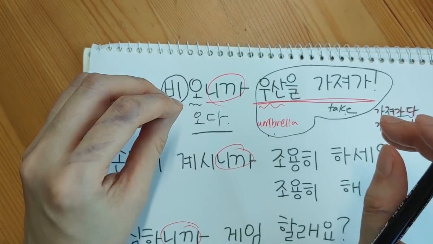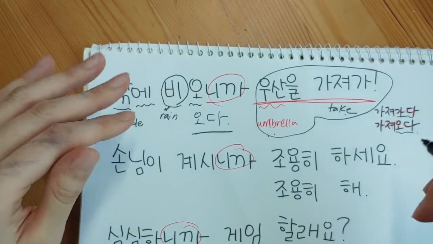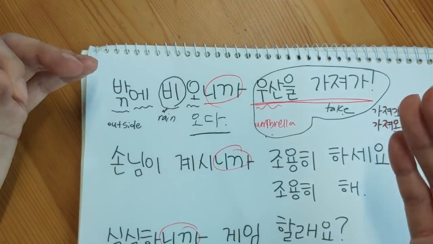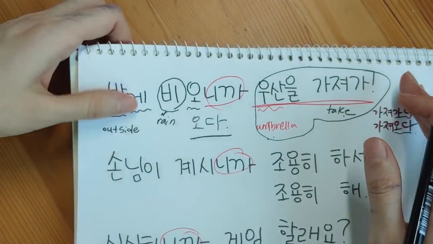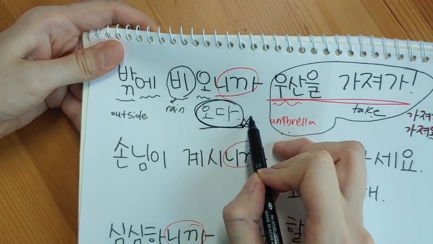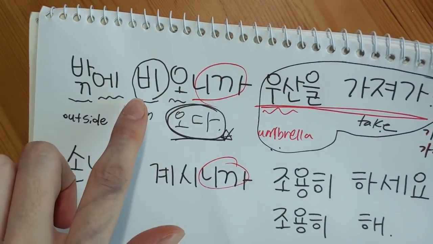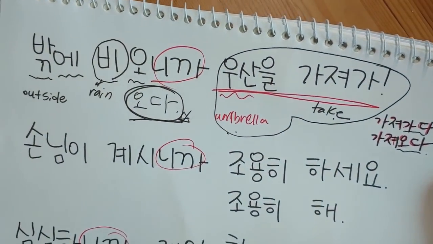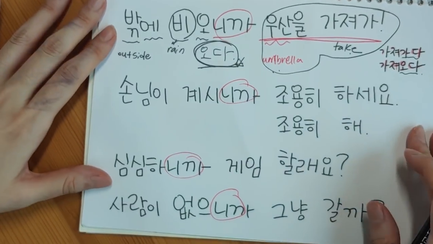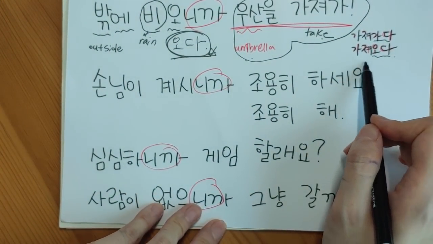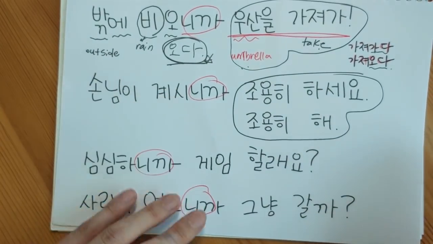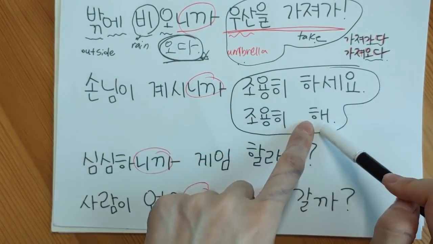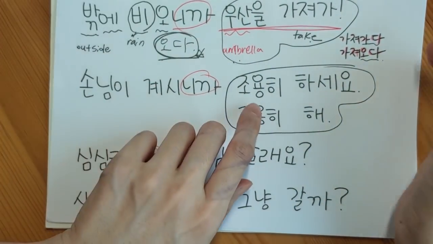In English, rain can mean both noun and verb, but in Korean, 비 just means the noun rain. And when you want to say the rain is falling or it's raining, you should go with the verb 오다. The rain is coming. The rain is falling. So it's raining outside. 밖에 비 오니까 우산을 가져가. It's raining outside, so take your umbrella. And also, if you look at the sentence here, I put it in both 존댓말 and 반말 to let you guys know that in both 존댓말 and 반말, 니까 can be used. It doesn't matter.